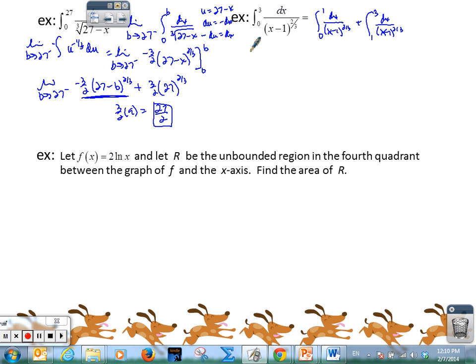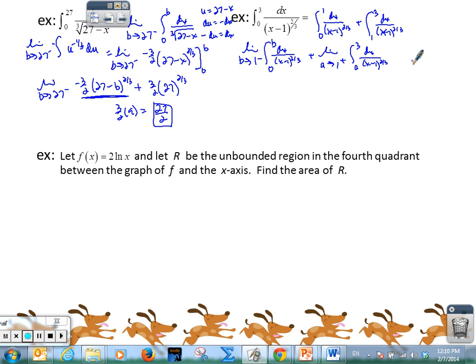So we're going to do the limit as b goes to 1. Now which side are we approaching on this one? The left. We're going to the left of the integral of 0 to b dx over x minus 1 to the 2/3 plus limit as a goes to 1 from the right of a to 3 of dx over x minus 1 to the 2/3.